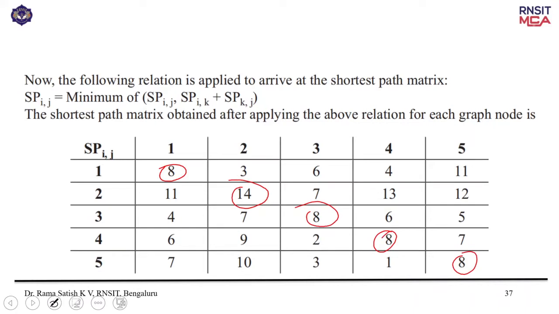And of course, from 2 to 1, it's 11. From 1 to 2, it is 3. 1 to 3, it is 6. So these are all the shortest distances, you can see. How are these shortest distances calculated?